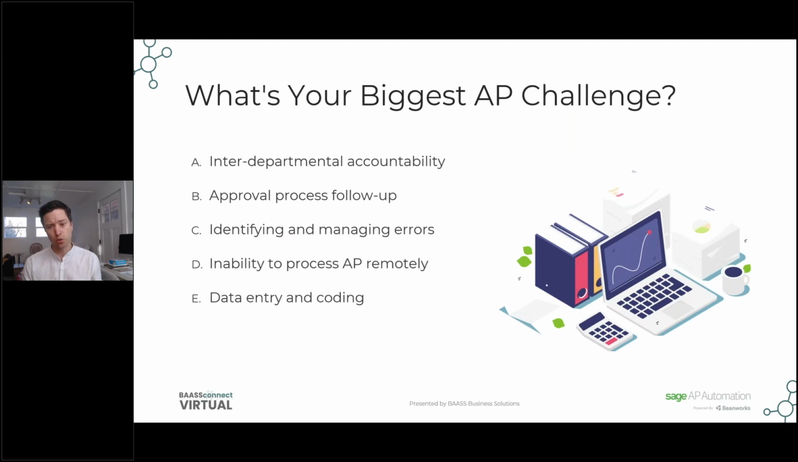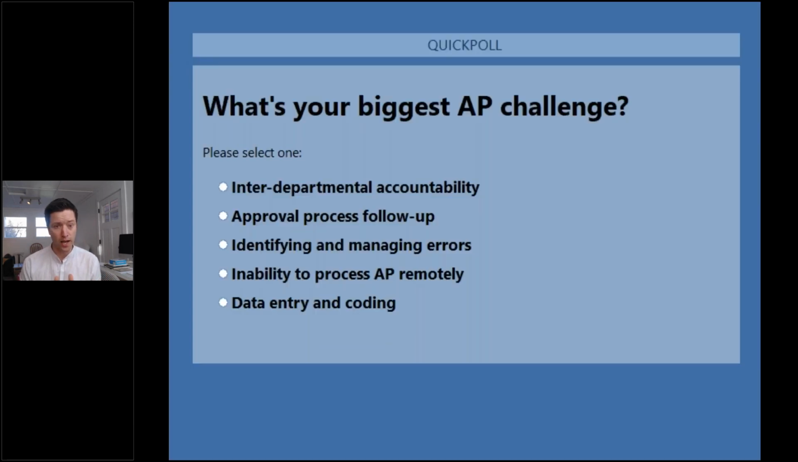I'm going to get into the tools to help you address these big problems shortly, but first I want to understand what your challenges are better by doing a quick poll here. So Haley, if you could just throw that up, what better question to ask than what are your biggest AP challenges?